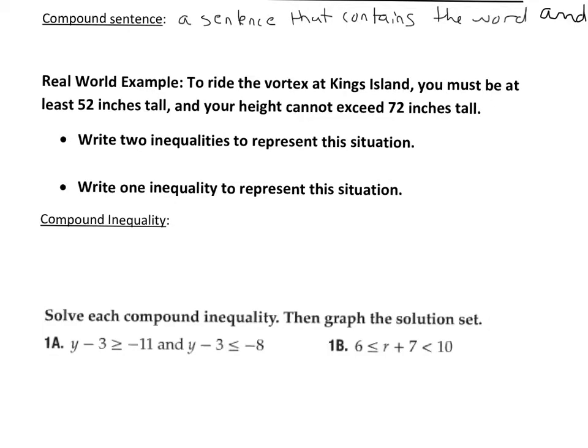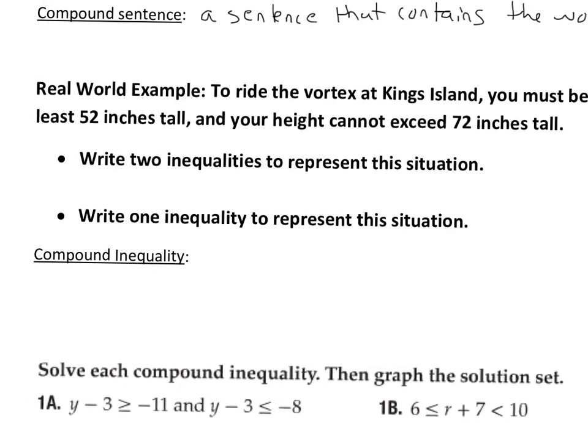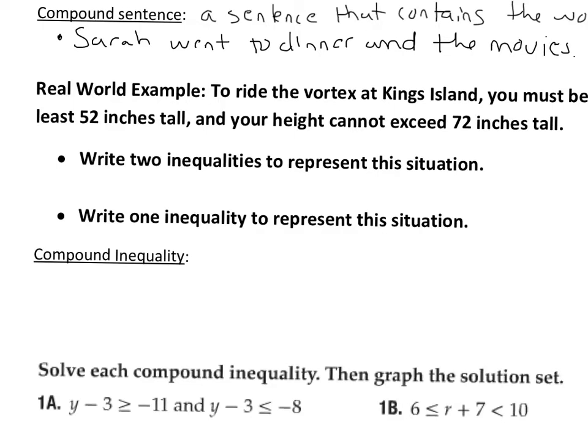So a sentence that contains the word and or or would be something like, Sarah went to dinner and the movies. Okay, so if I'm looking at that sentence right there, the word and implies that she does this and this. So in other words, both parts are true. So on an and statement, both happen or both are true.